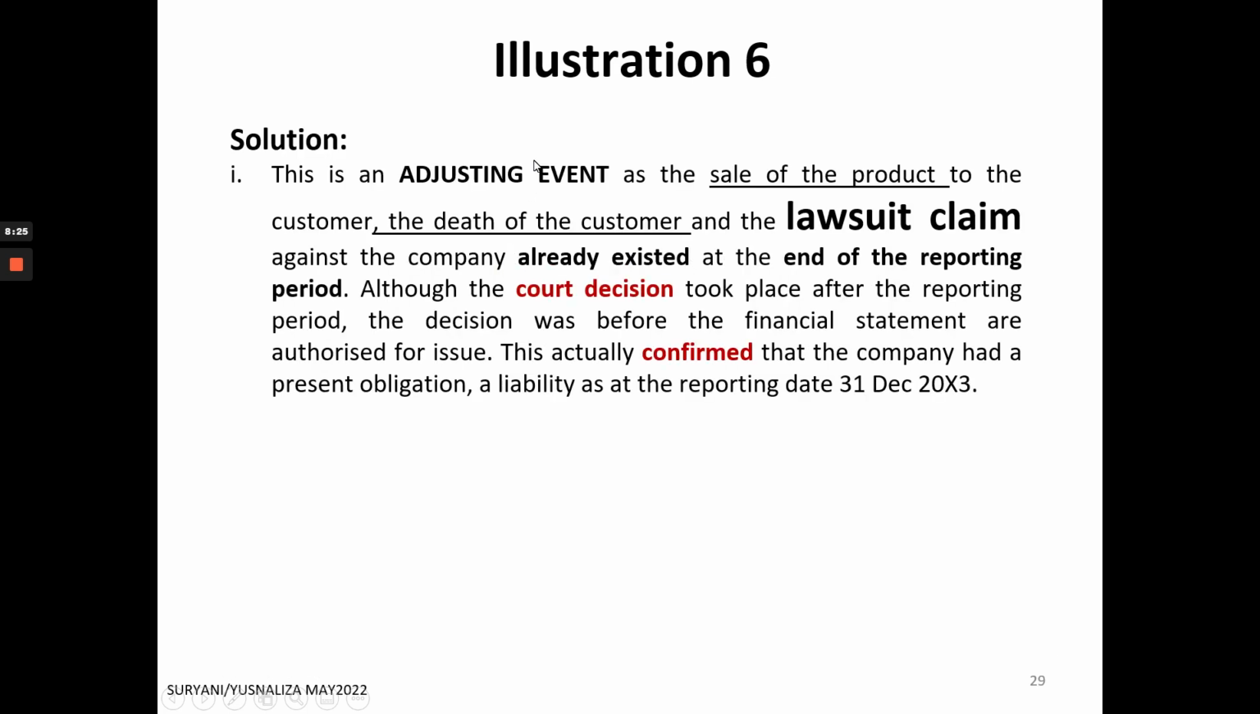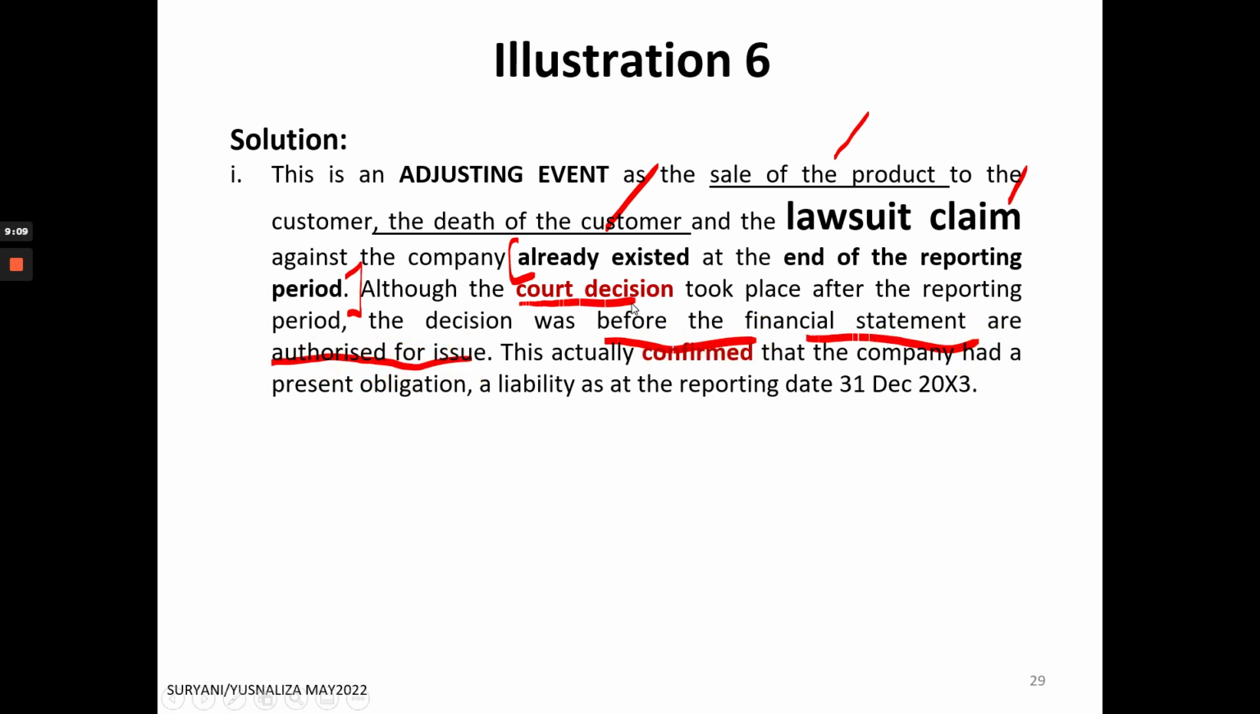This is an adjusting event. Why? Because the sale of the product and also the death of the customer together with the lawsuit claim had already existed. So the condition had already existed as at the reporting period. The decision of the court provides further evidence of the condition. The court decision which instructed the company to pay the compensation is the one that provides evidence. So this is the reason it was an adjusting event, and the decision was made before the financial statement was authorized for issue.